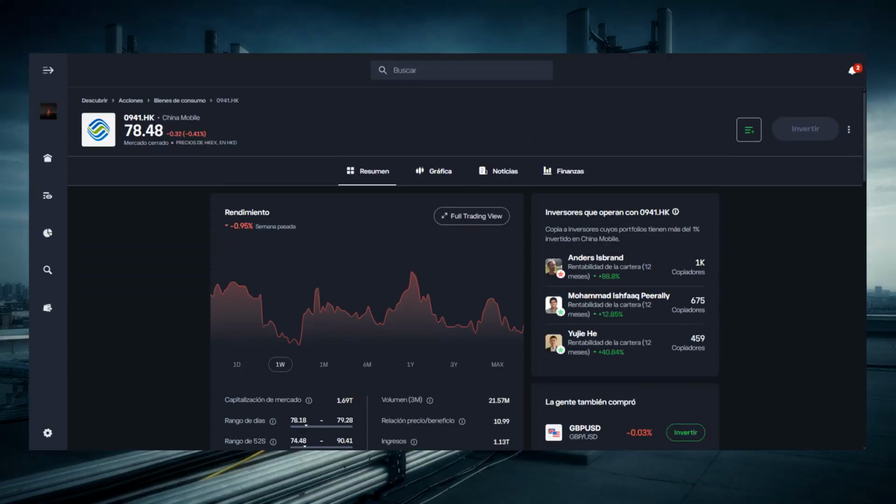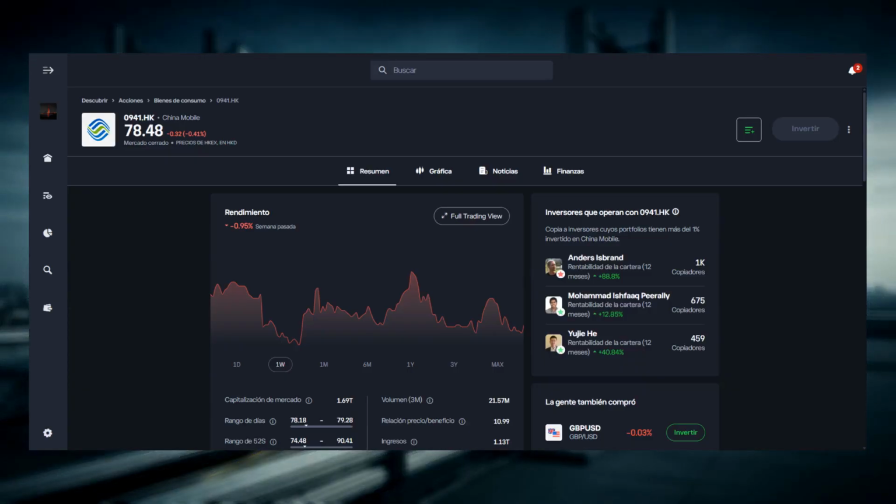On the asset page, review the company's summary and the price chart to understand the listing and recent price action. Confirm the name, the HKEX market, and the ticker 0941 HK to ensure this is the intended share.